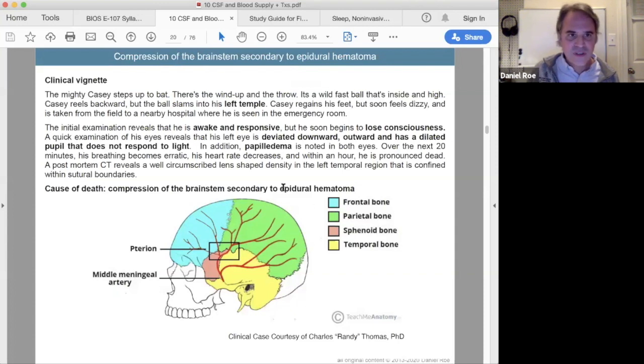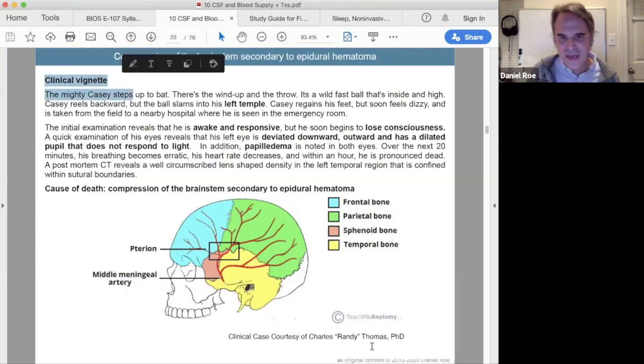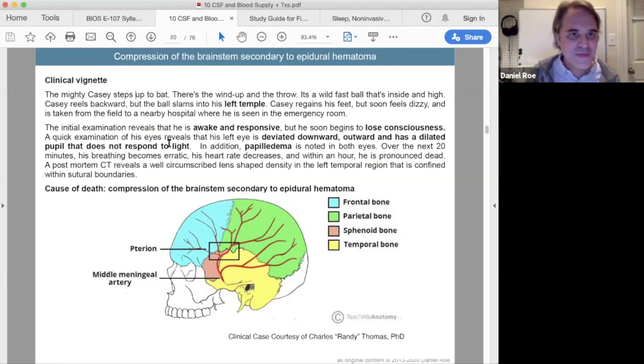So this is our epidural case study. Do you know what this is from, the poem, right? So this is our clinical vignette by Randy, and this does not end as well as the poem. The poem is not happy, but this vignette is even less happy.